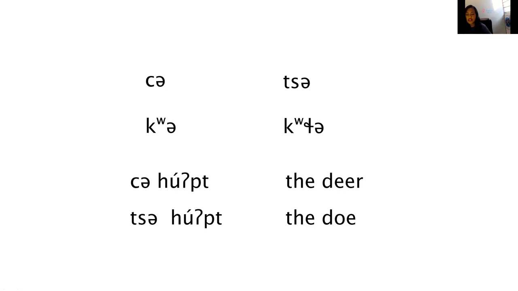In Klallam, the noun stays the same, but the article differs. Also, kʷə hoped would mean, I didn't write that down, but we would use this. Kʷə hoped is the not visible deer. And then if you use kʷə, it would be the not visible female deer, which would be doe.